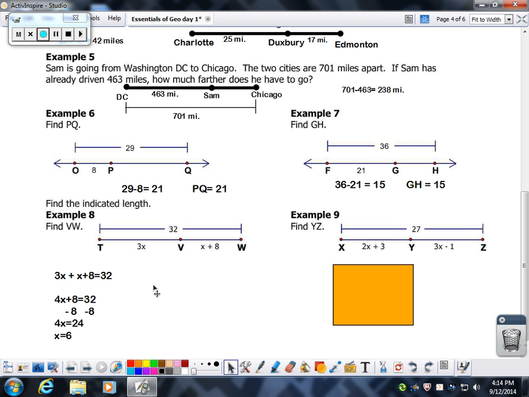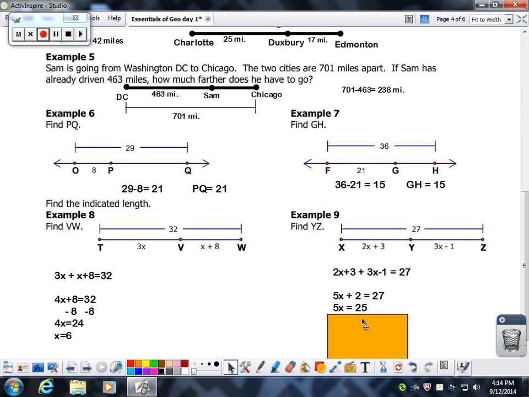We're doing the same thing for example 9. Find YZ. So we have to add XY and YZ together to find the value of x. So 2x plus 3 plus 3x minus 1 equals 27. Combine like terms, we have 5x plus 2 equals 27. Subtract 2 from both sides, we get 5x equals 25. And finally, x equals 5.